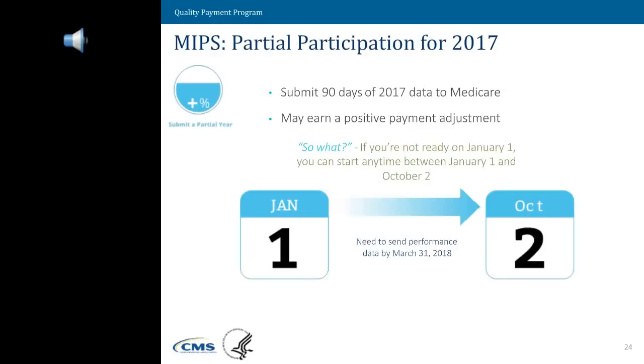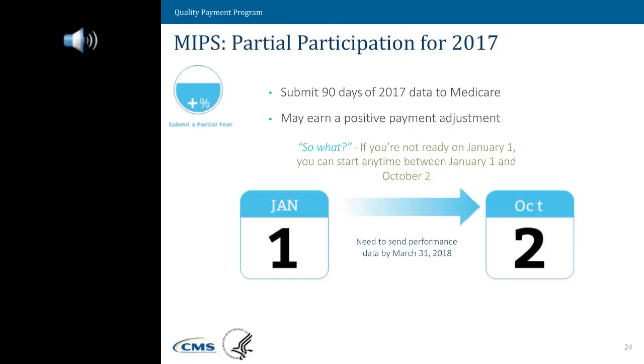Let's move on to slide 24, the partial option. The partial option is if you want to participate a little bit more fully than just 1 measure, 1 time, or 1 improvement activity. So this could be where you participate for a 90-day period. It could be where you participate in more than 1 performance category. So maybe you want to do quality and improvement activities.